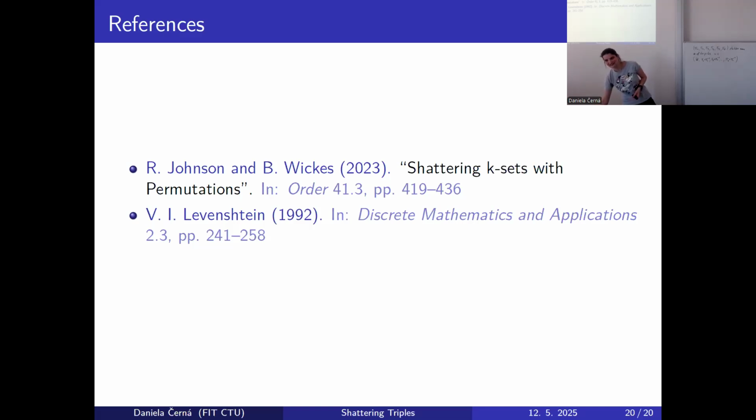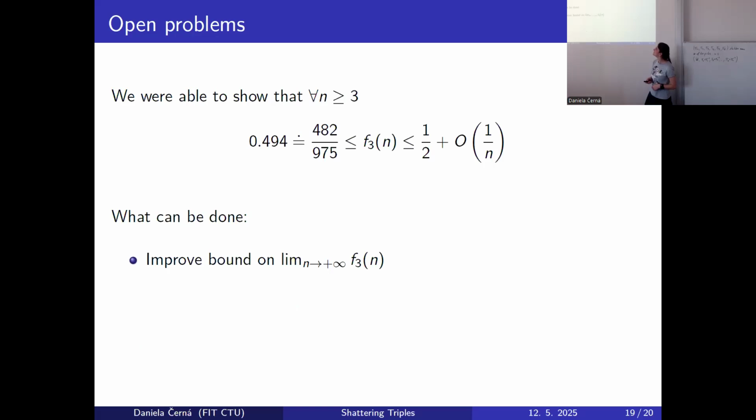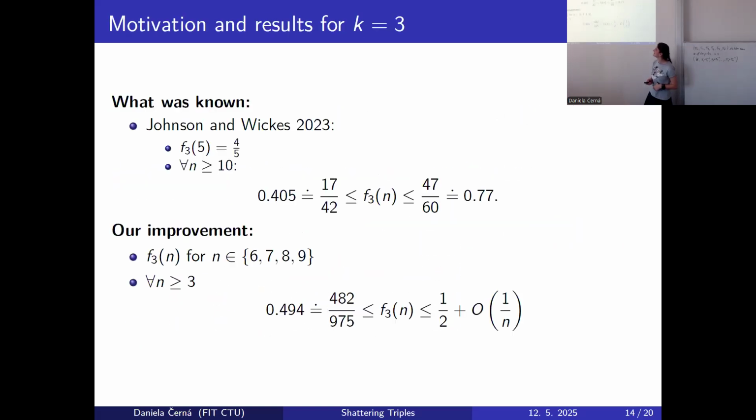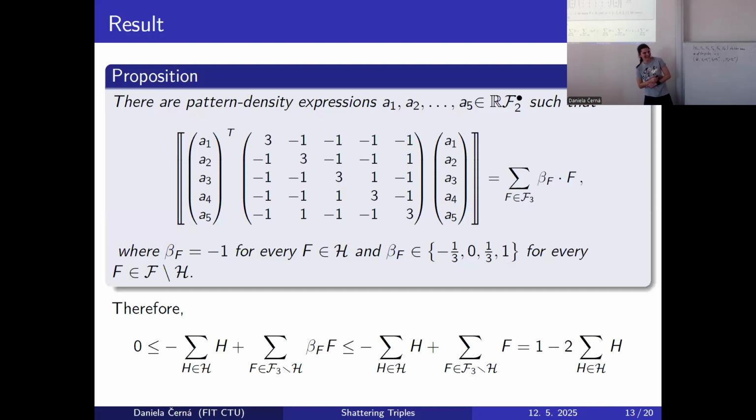Are there any on-site or online questions? So, can anything be said about these mysterious terms that you use in the matrix? Oh, those terms. These pattern density expressions. This one, A1 up to A5? Yeah, Honza has them. He sent them to me. Each of these is a sum of 6, I think.